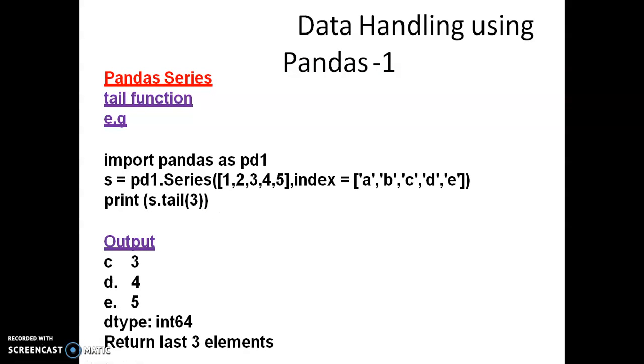What does the tail function do? Tail function does the vice versa of it. It takes out the rest of the values, meaning the tail means the backside values. If I have written the same s dot tail 3, then it will take out the last three values 3, 4 and 5. It will be C, D and E, and three values will be there, 3, 4 and 5. This is as easy as you can do.